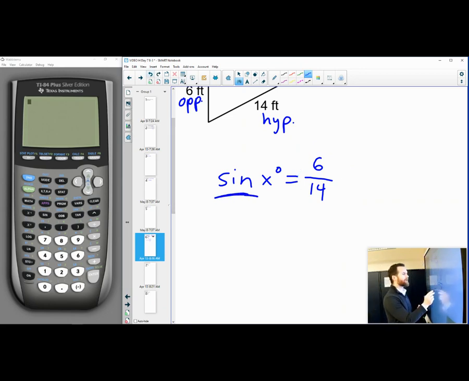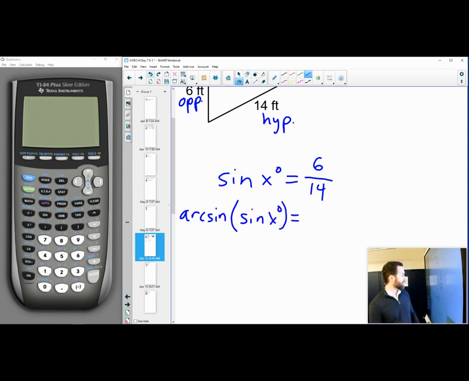What we need to get rid of is this sine. Sine is with x. Sine is what we have to get rid of to get x by itself. And what undoes sine? What's the inverse of sine? Arc sine. So we're going to take the arc sine of sine of x degrees, and we're going to set that equal to, well, let's think. We did the arc sine on one side of the equation, so we have to do the same thing on the other. So we just put arc sine of 6 over 14.